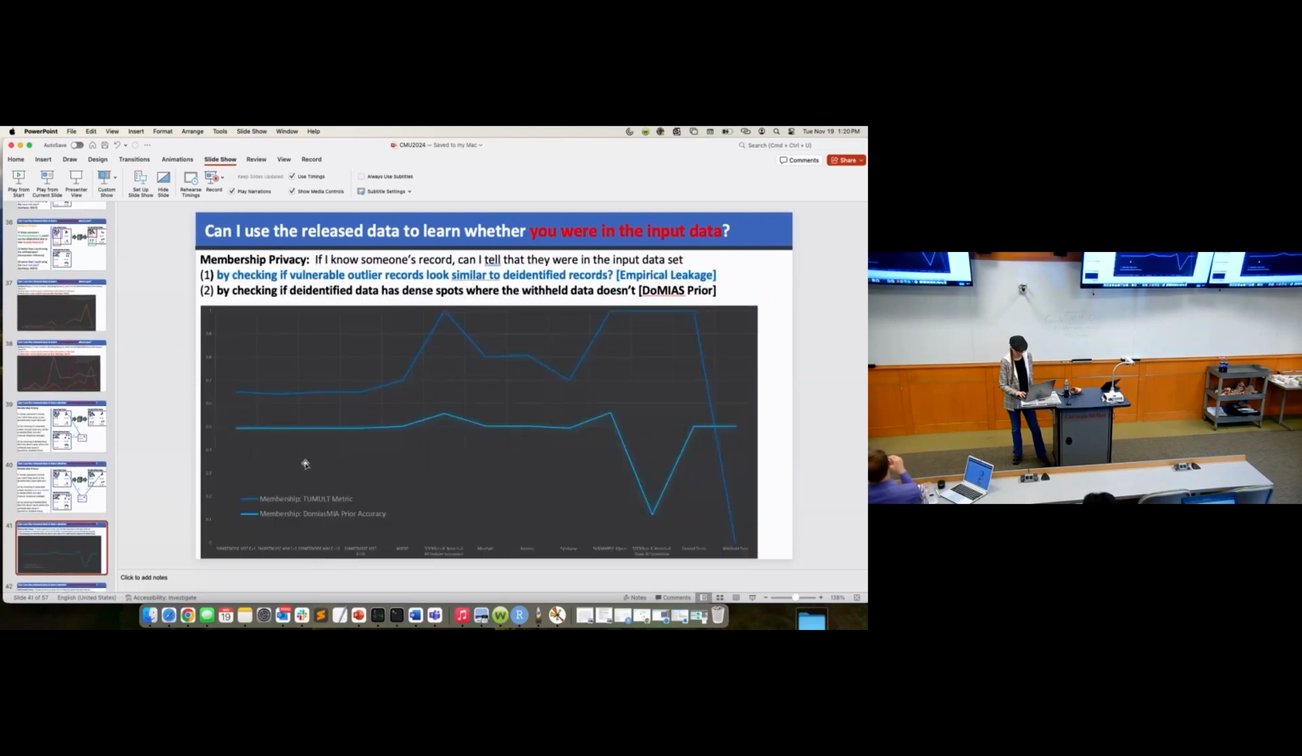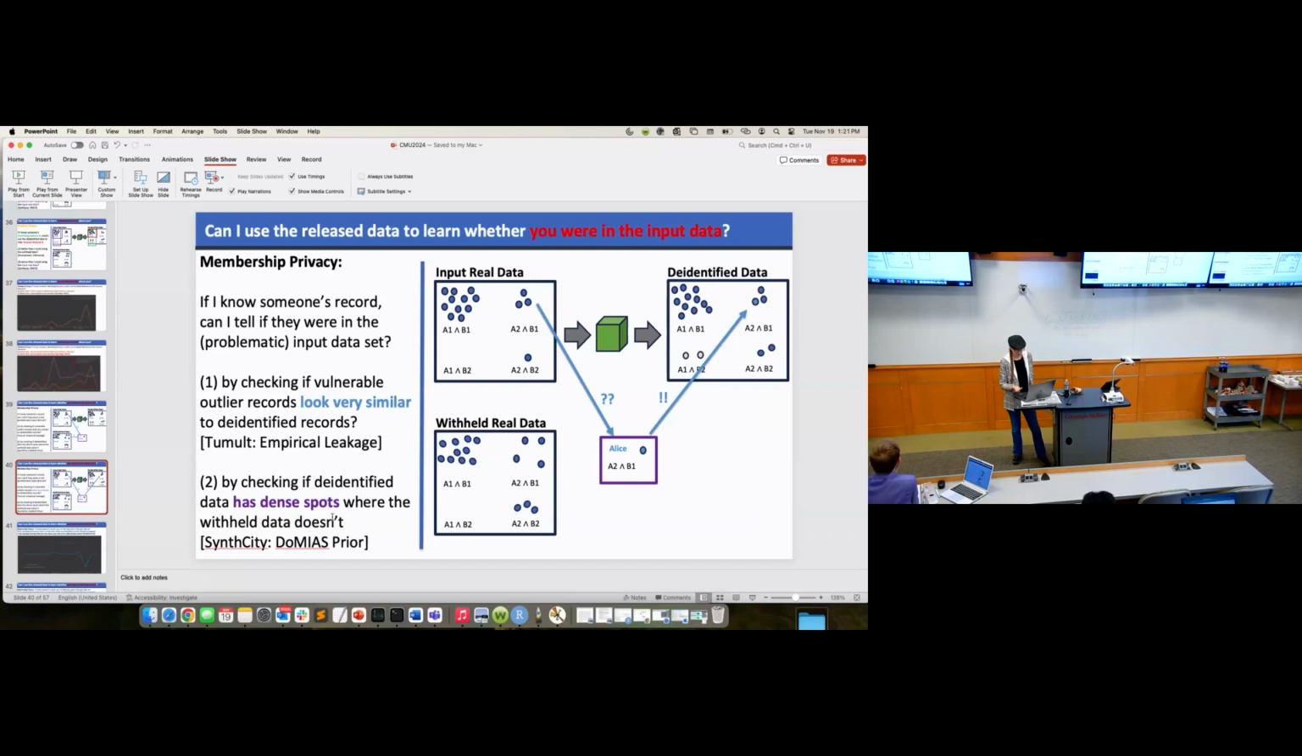Meanwhile, Domias, under SynthCity, is actually looking for those holes. So it's looking for overfitting that happens specifically from GANs, like dense little clumps.